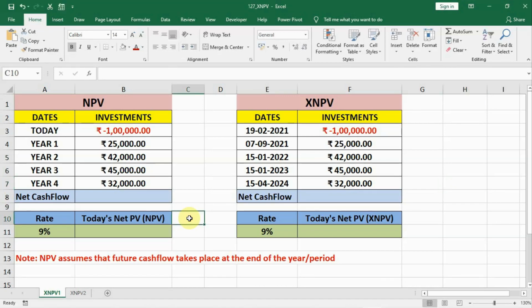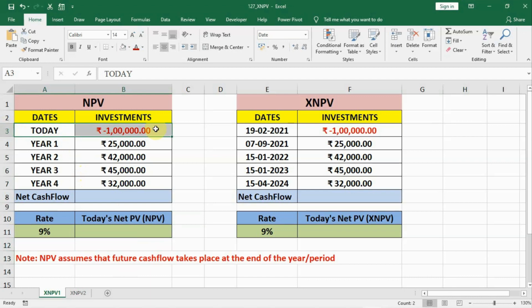Friends, we'll learn the XNPV function and see how it is different from NPV. So what happened? NPV assumes that the future cash flow takes place at the end of the year or the period. What I mean is that if today is 1st of January, like you see in the first example here, 1 lakh rupees of investment is there.